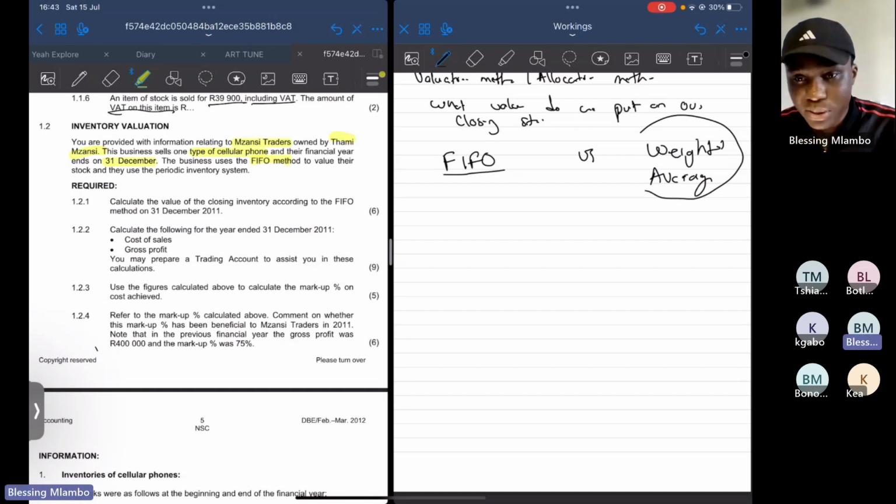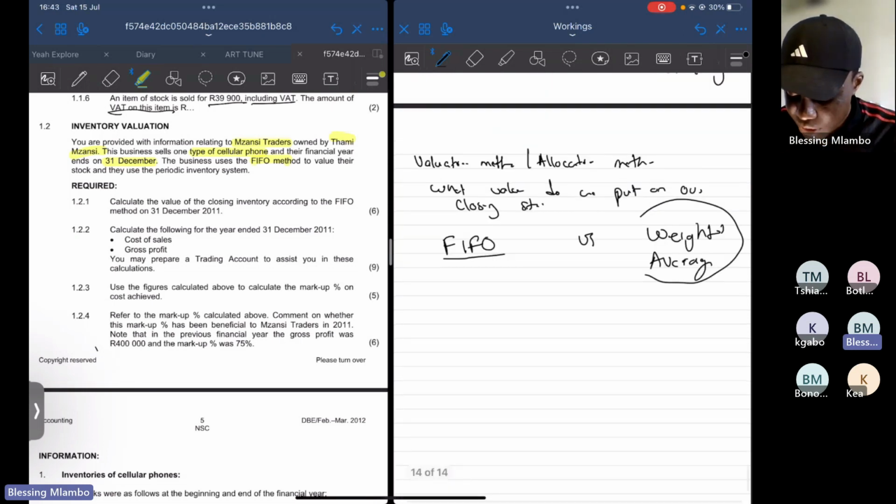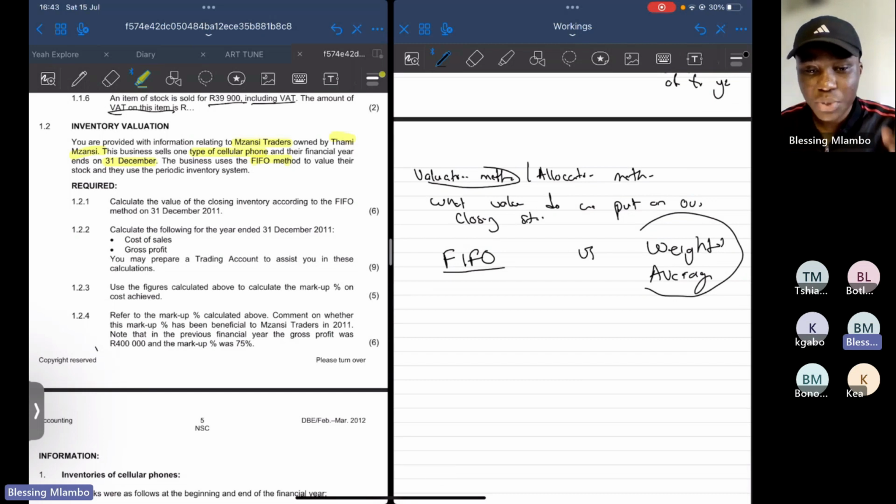FIFO method, very important for you to highlight it, because you're saying, okay, now I know which valuation method they're using. The FIFO, meaning that we assume that the way we value our closing stock is taking the cost price or the purchase price of the latest stock that was bought. All the stock that was first, we already sold it. Now we're left with the latest goods in our closing stock.